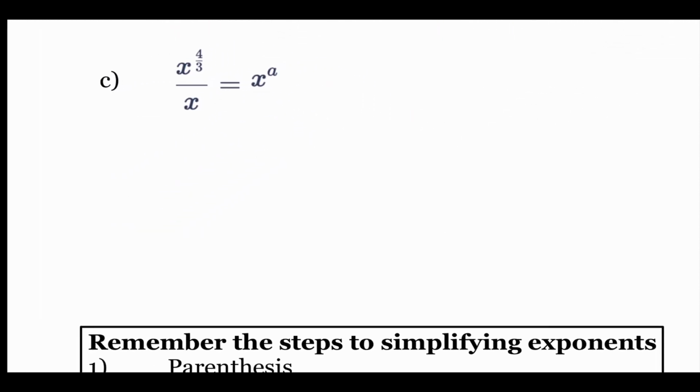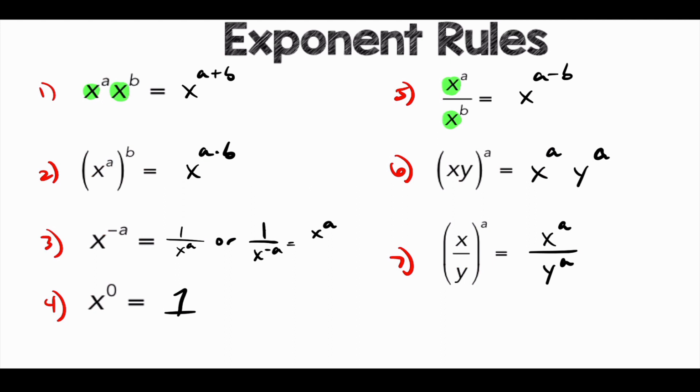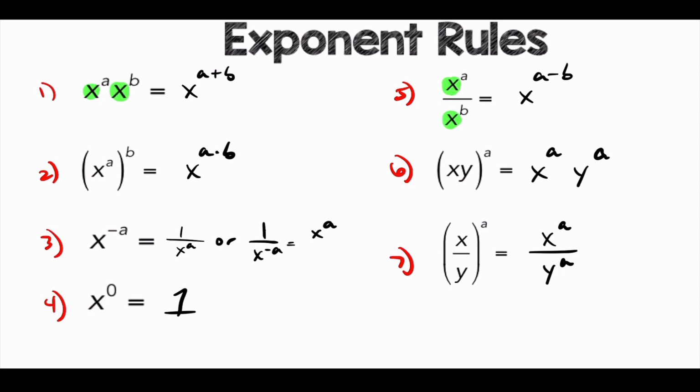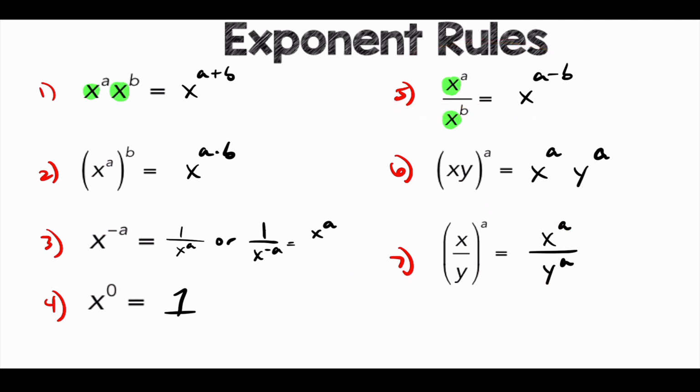All right. Letter C. What are we going to do to these powers? For letter C, 3C. Well, this one's got a fraction, right? 3C has a fraction. There are only two rules with a fraction. There's rule 5, and there's rule 7, right? What's the difference between 5 and 7? Yeah, number 7 has parentheses. Ours doesn't, right? Ours looks more like this, right?